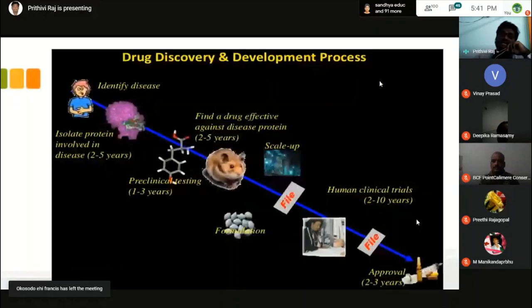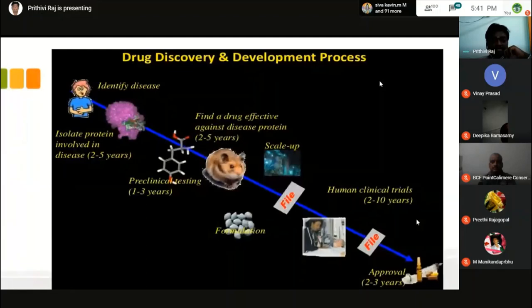So the first thing is you have to identify the disease. For this, you have to focus on which protein you have to target for the particular disease. Then you have to do some preclinical testing, which will take 1 to 3 years. Then if you find the drug is effective against the disease proteins, to confirm that in silico or in animal work, it will take nearly 2 to 5 years.